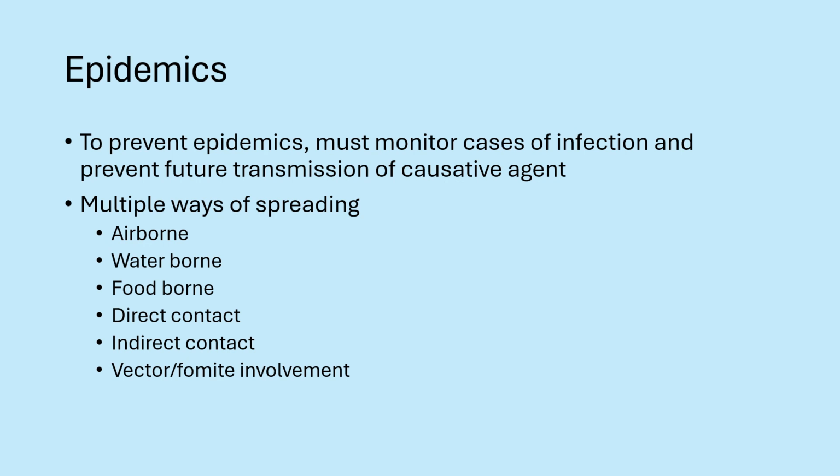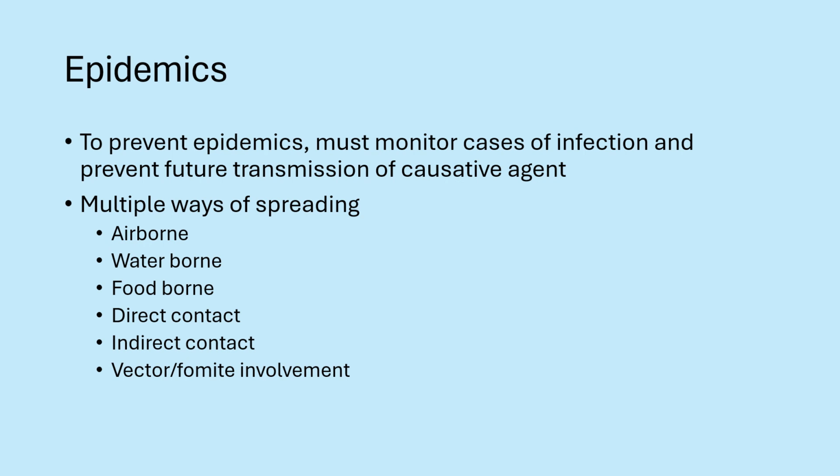There's multiple ways that different diseases can be spread. It obviously depends on what the causative agent is. Some are caused by viruses, some by bacteria, and not all bacteria spread the same way. It depends on which particular one you're talking about. Some things are spread by airborne droplets. Some are spread in the water. Some are in the food. Some you have to have direct contact with the person. Sometimes it may be indirect contact.